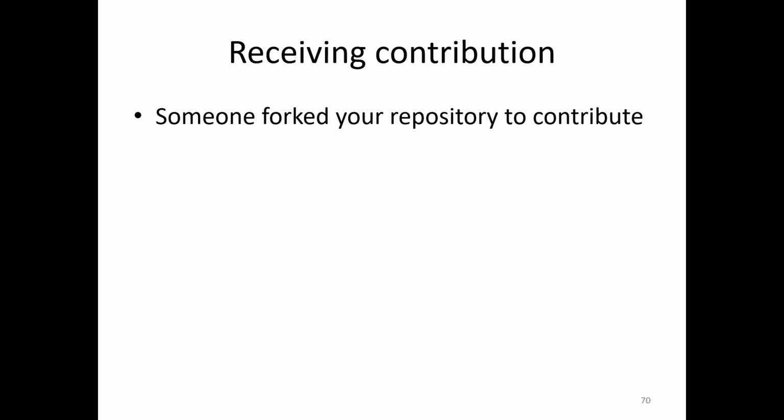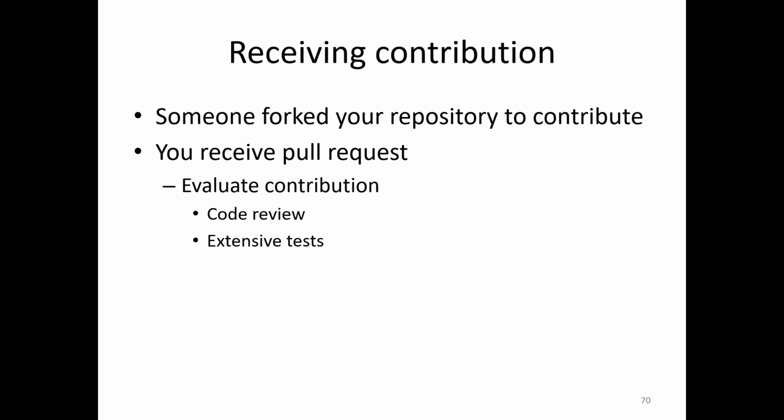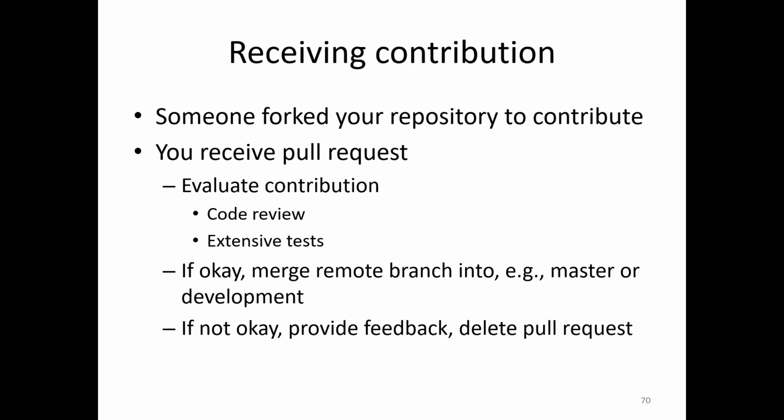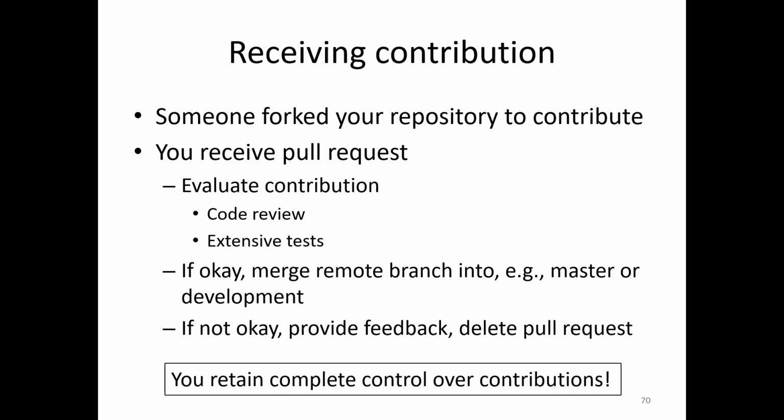Okay, so if someone forked your repository to contribute, that's nice. Then you receive a pull request. You should evaluate the contribution. You should do a code review and extensive tests. And if it's okay, then you can merge the remote branch into typically development, or even master directly, but that's up to you. Typically I work with a master and a development branch. And if it's not okay, then you should provide feedback and potentially delete the pull request so that it can be reissued in a way which you feel more comfortable with.